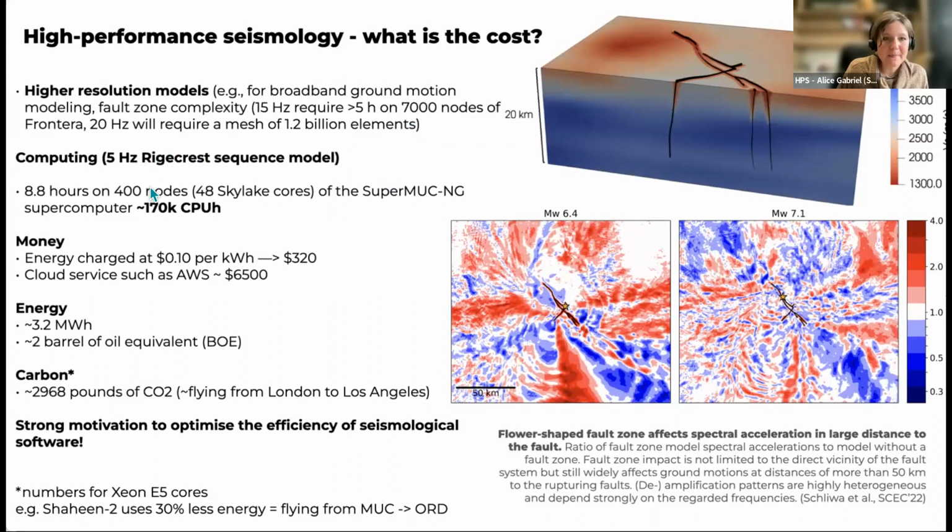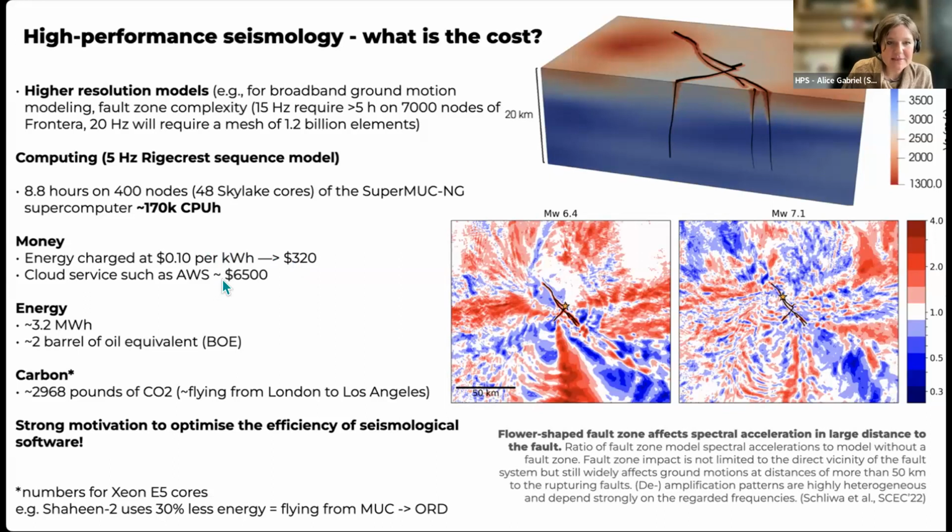If you're computing, for example, 5 Hertz, which is a little bit more feasible, we would already need 8 hours on 400 nodes of another supercomputer. Here's an example. So this equates to 170,000 CPU hours. If we would translate that into monetary costs, for example, in terms of energy, imagine that we have 10 cents being charged per kilowatt hour. Probably my number here is a little bit off. That's $220 for the simulation.